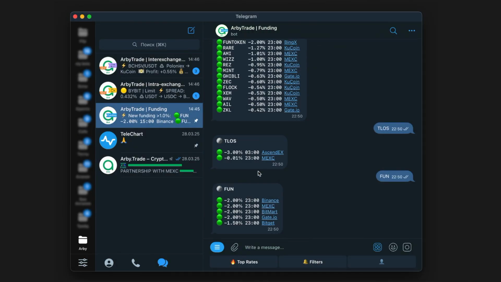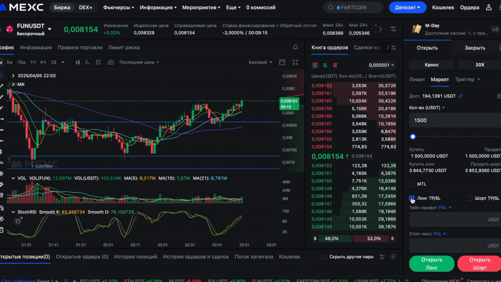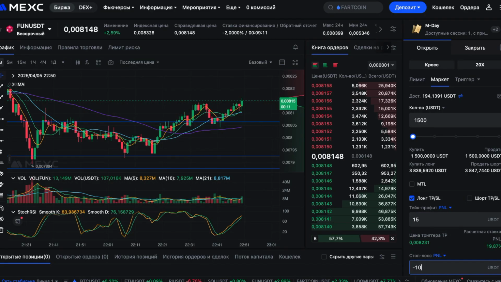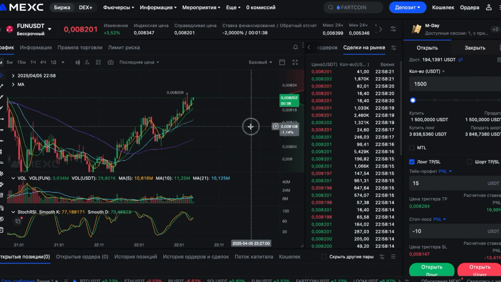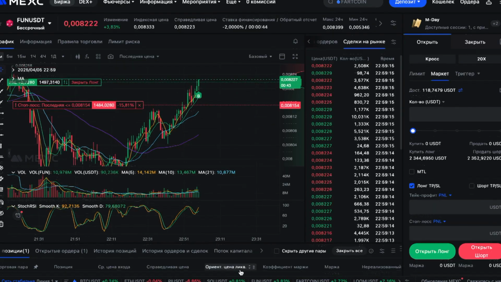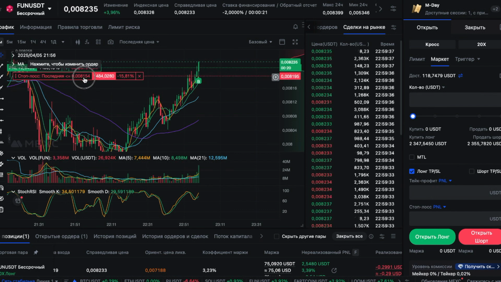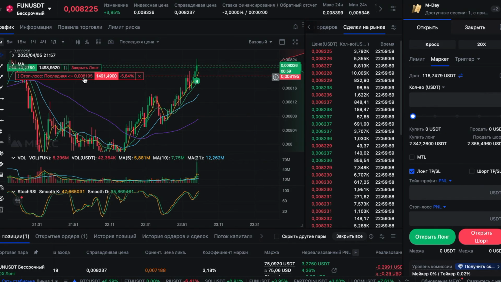Again, FUN coin on MEXC, another 2% for long positions. Since there's increased activity now, we'll set a slightly larger stop loss with the idea of adjusting it after the position is opened. The position is opened. We move the stop loss closer to the entry point. 3, 2, 1. Funding.